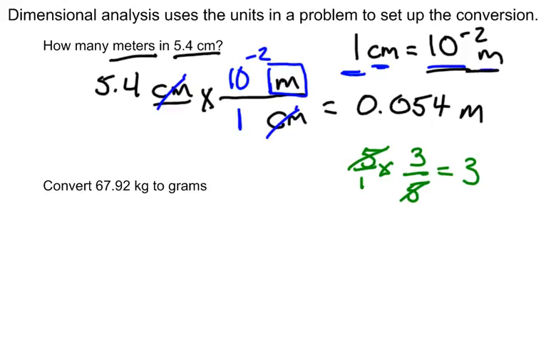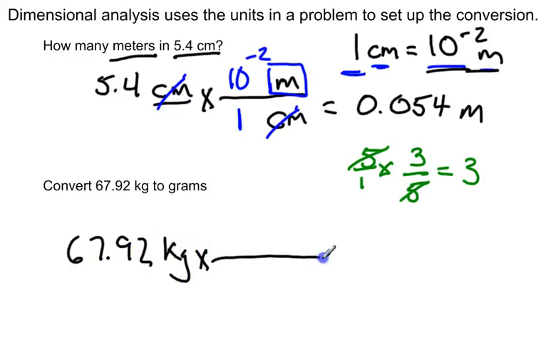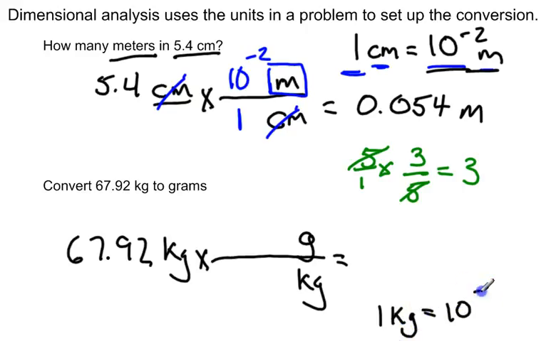Okay, well, we'll work through this next example a little quicker here. So now, again, we're going to set up the problem. 67.92 kilograms, Mrs. Silverman's X line. And then we're going to put kilograms on the bottom and grams on the top. This will obviously equal something. We go to page 26, and we find out that 1 kilogram equals 10 to the positive 3 grams.